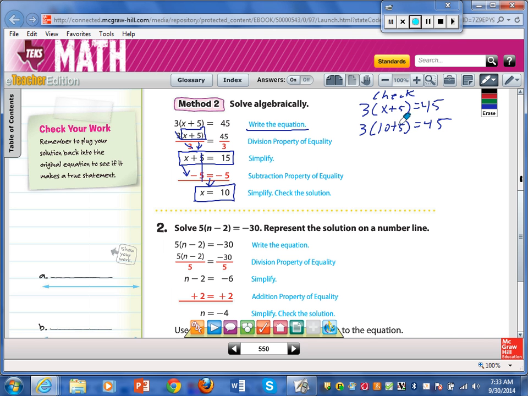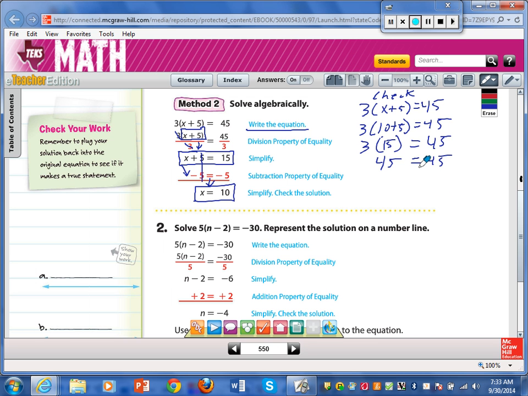order of operations as you would before, right? So PEMDAS says that you have to do anything in parentheses first. So now you got to do this first. 10 plus 5, that's 15. Right? 15 times 3, bring down your 45, bring down the equal sign. 3 times 15 is 45. Then you bring down your 45.